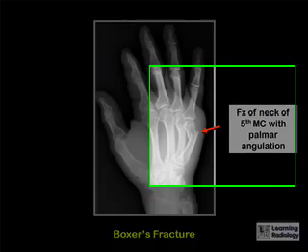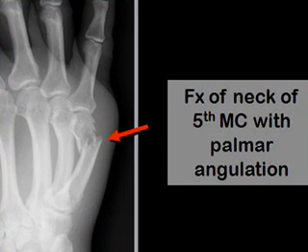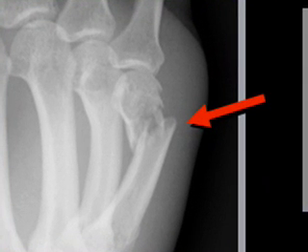This is an example of a boxer's fracture. The red arrow is pointing to a fracture of the neck of the fifth metacarpal. It's a comminuted fracture with palmar angulation.